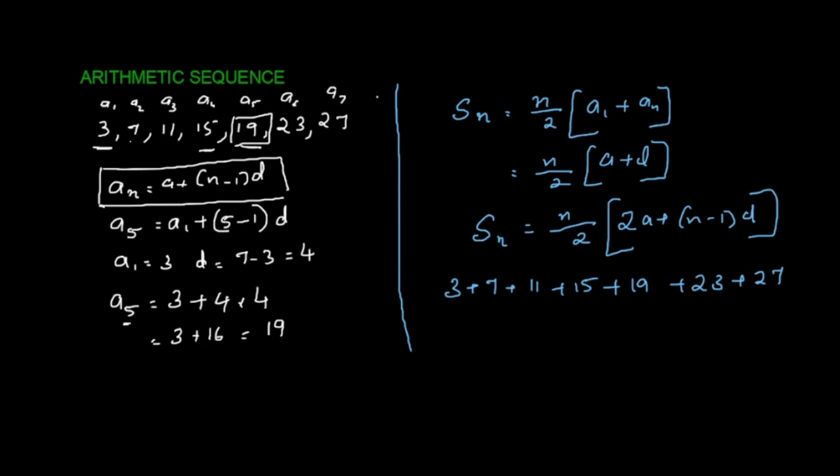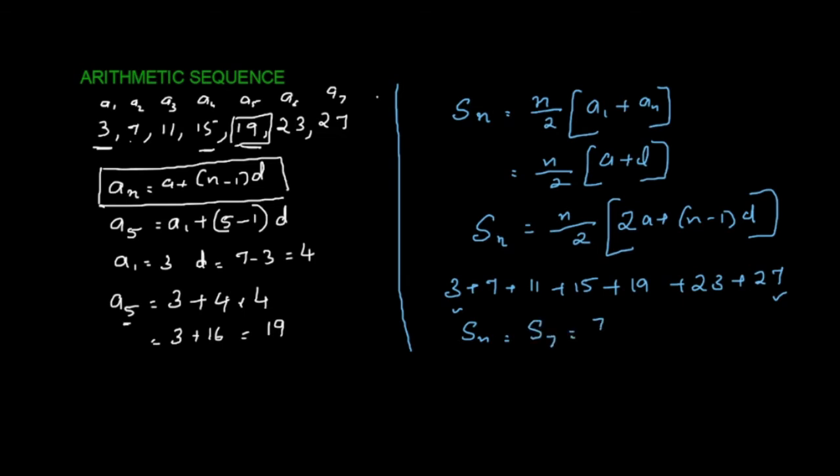So you know this first term and the last term, right? First term is 3 and the last term is 27, right? So Sn, how many terms are there? 1, 2, 3, 4, 5, 6, 7 terms are there, right? 3 plus 3, 6, 6 plus 1, 7. That is equal to S7. 7 terms are there, right?